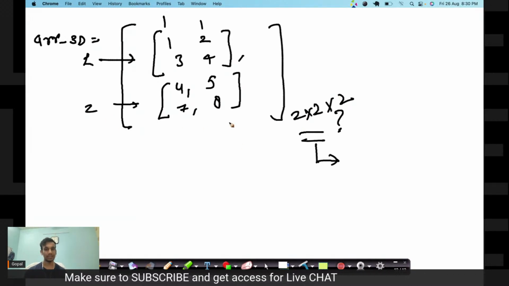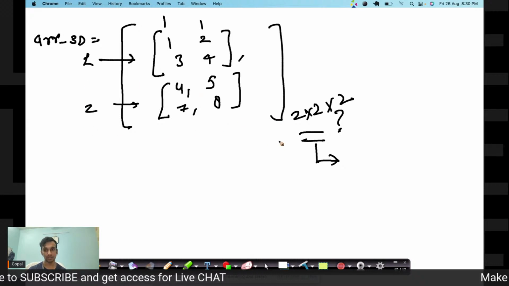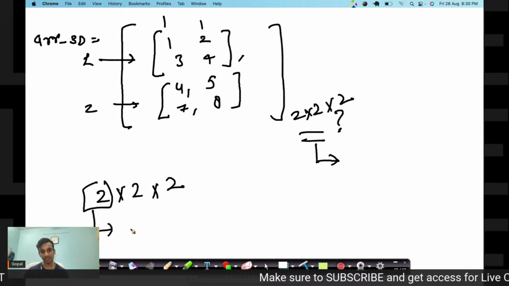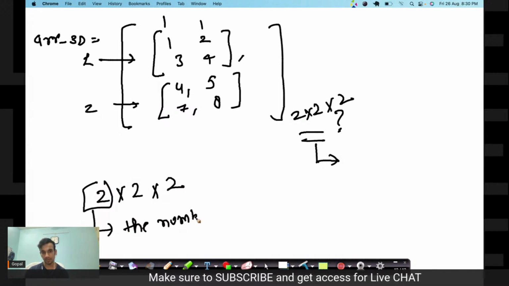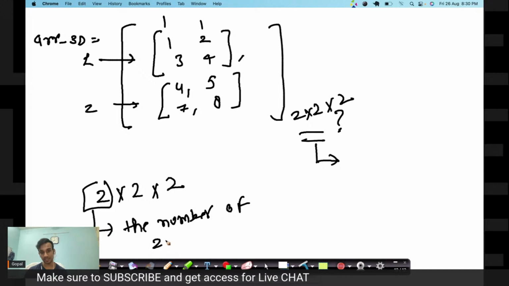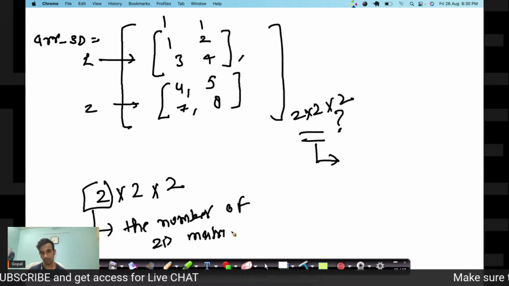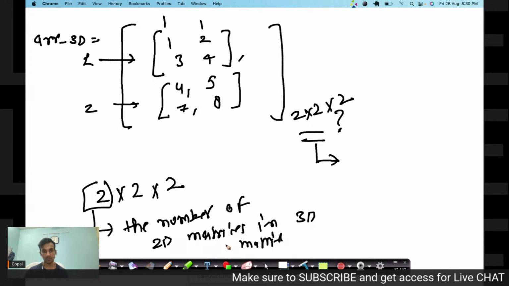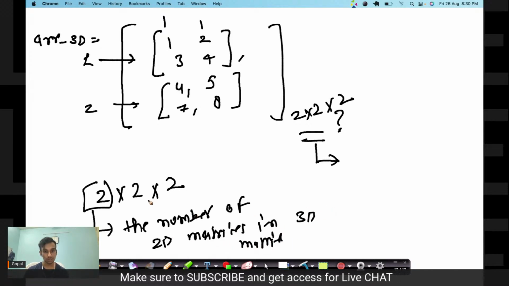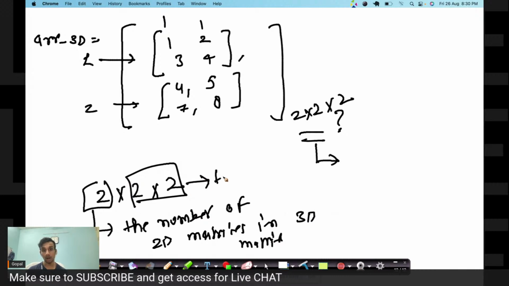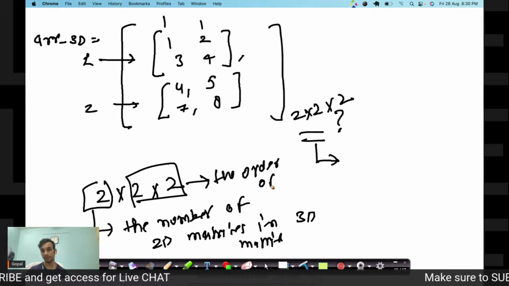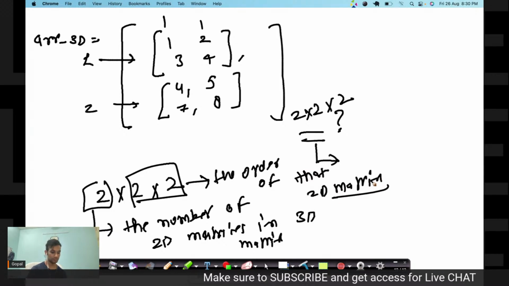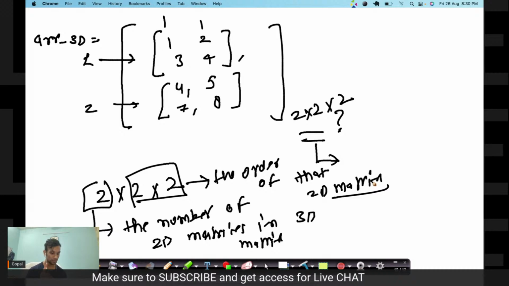Let me again tell you how exactly it is happening. When I say 2 cross 2 cross 2, this first 2 is representing the number of 2D matrices in the 3D matrix. And now this 2 cross 2 is the order of that 2D matrix. Right? Okay, is that clear?